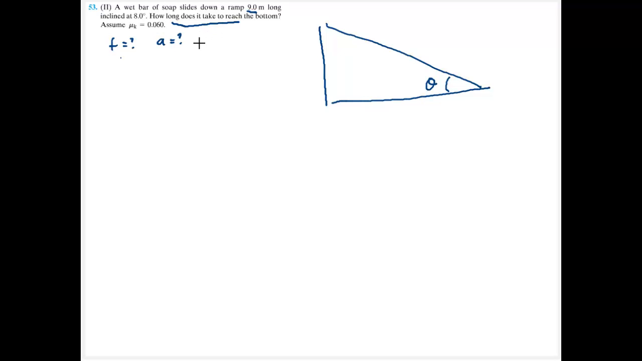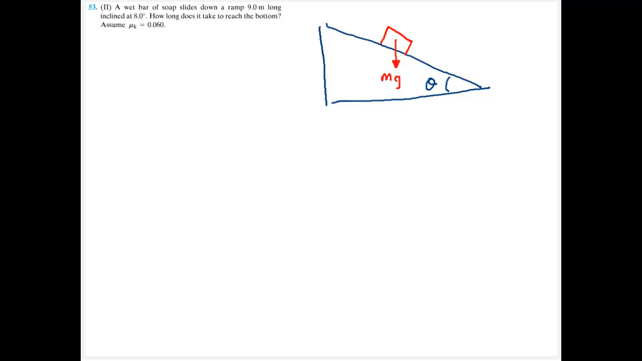In order to get the acceleration, I have to use Newton's second law. I know that this acceleration is not going to be 9.8 meters per second squared. It's not dropping straight down. So let me just go ahead and draw my bar of soap. I'm going to draw it in the middle of the ramp. It's going to start at the top, but give myself a little bit of room. Newton's second law. First thing I do is draw the free body diagram.